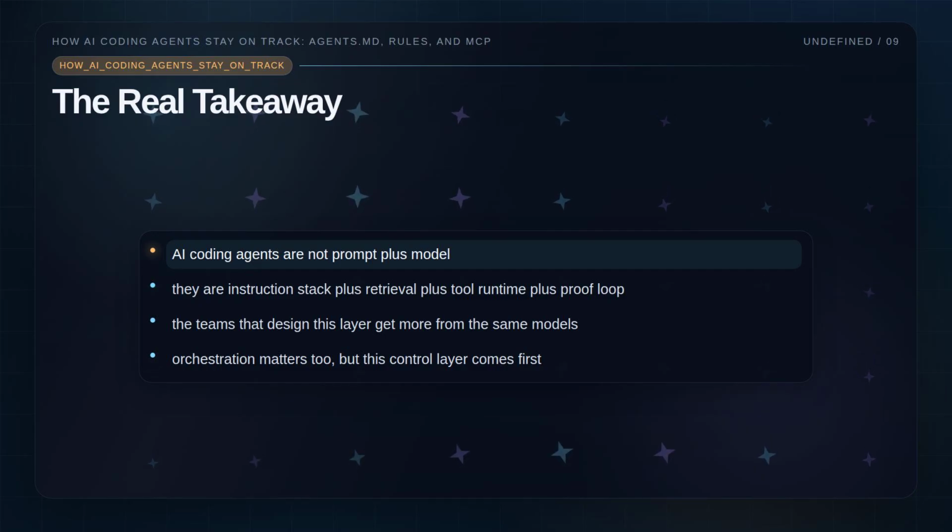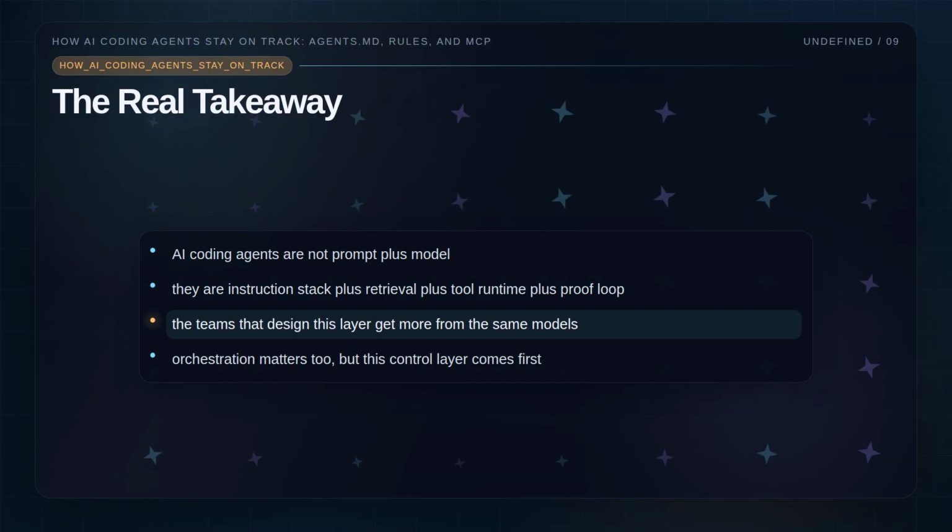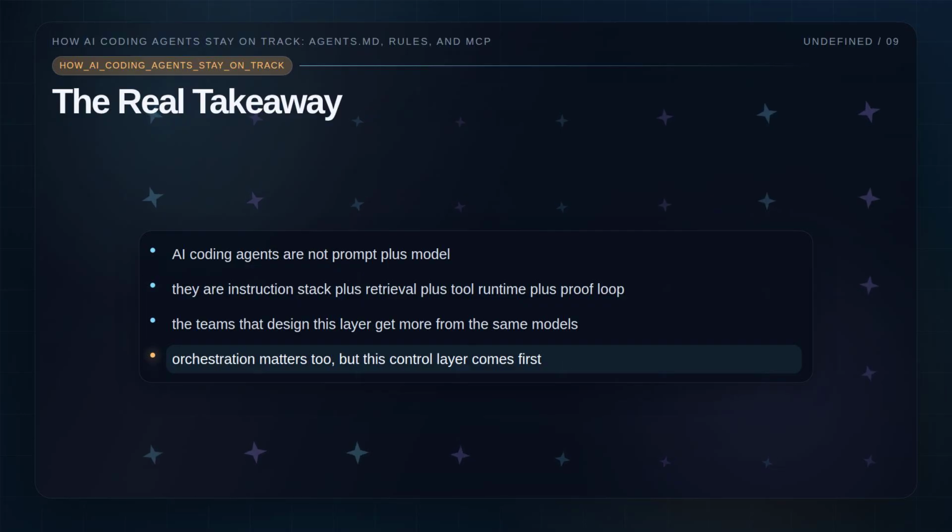The real takeaway is simple. AI coding agents are not just a prompt and a model. They need clear instructions, good tools, and a proof loop. That is why the same model can feel chaotic in one repo. In a clear setup, it feels steady. Strong teams build that setup well.